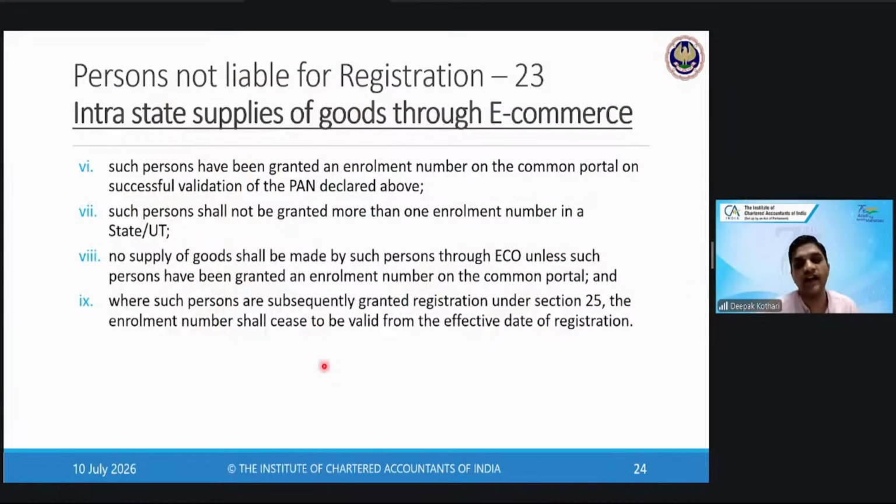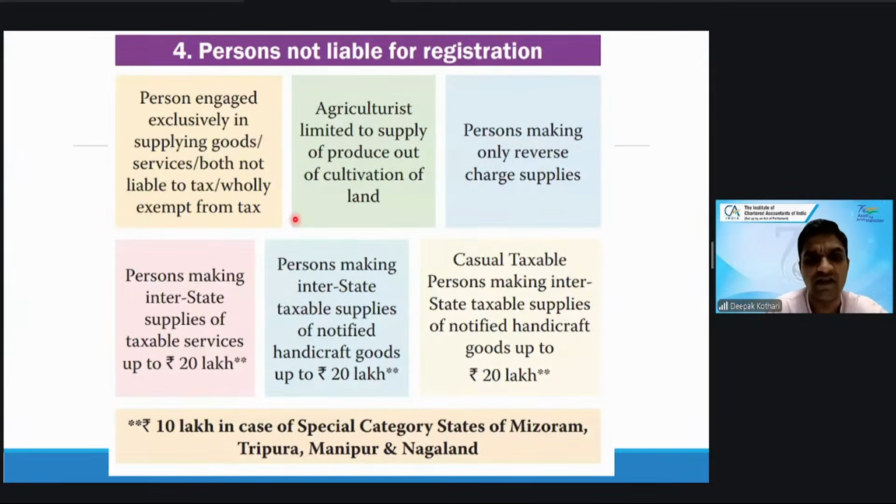But they will be granted an enrollment number, and they shall not be granted more than one enrollment number in a state. That is, even though they are not required to register, to make the government aware of their turnover, they have to make a declaration and a submission online saying that this is my turnover, that it is below the threshold limit, and that they're making only intrastate supply and not any interstate supplies. Okay. Persons not liable to register, this we have seen.